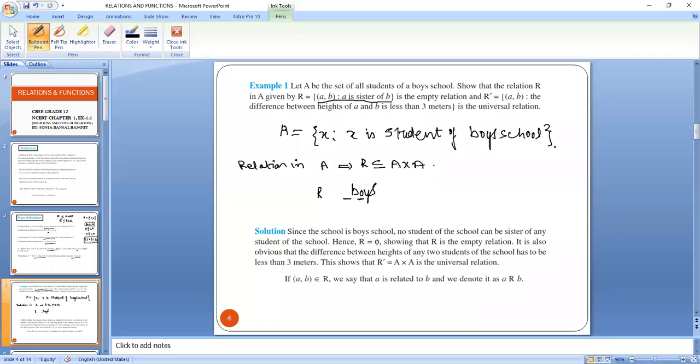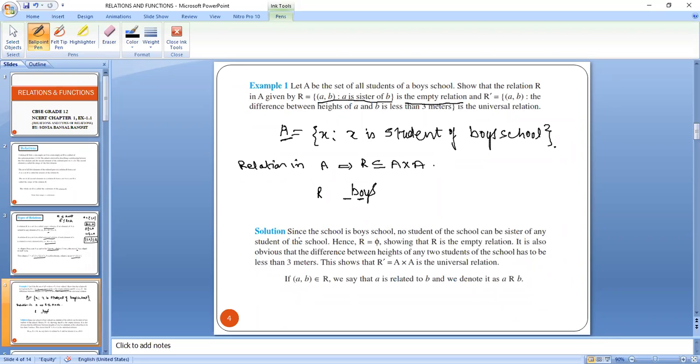A belongs to this A, B belongs to this A, right? R is equal to {(A, B) such that A is sister of B} is an empty relation. This relation will be empty because A cross A will have whatever elements, whatever students, all will be boys only because A is the set of students of a boys' school.